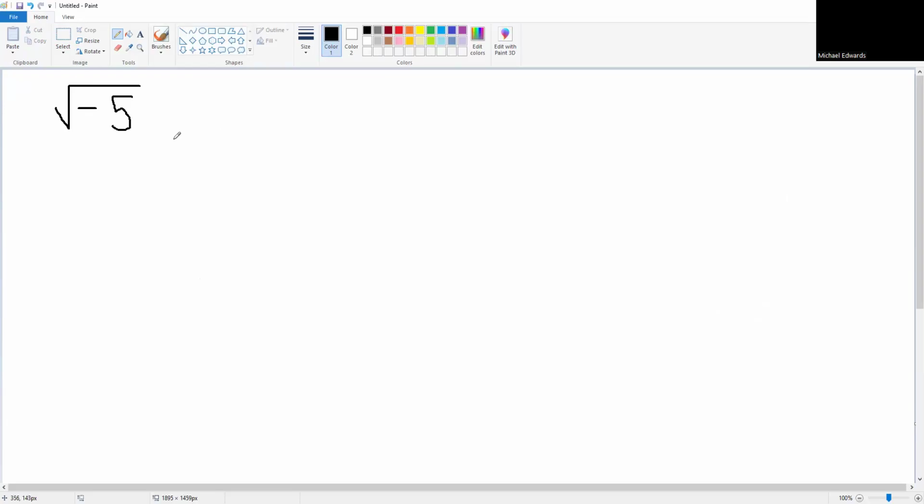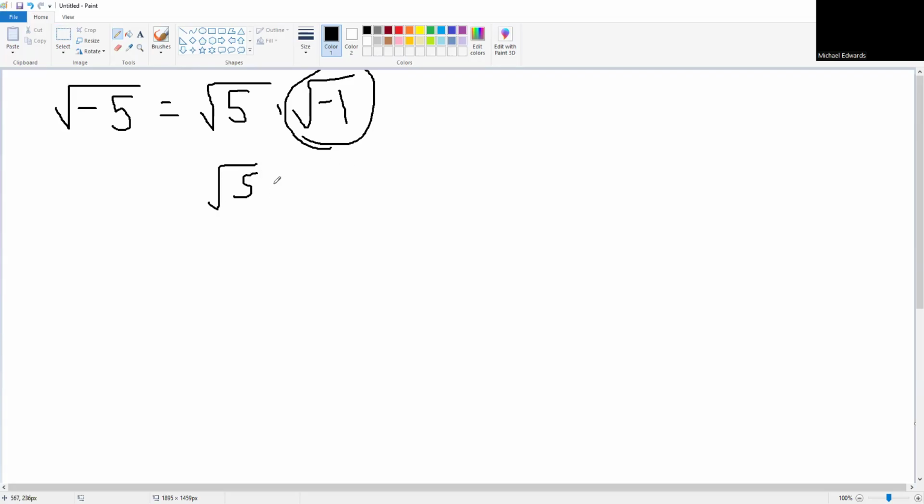We want to change it to our imaginary numbers. Well, we know we can set it to square root of 5 times the square root of -1. Well, we know square root of -1 is i, so we have square root of 5 i. You can write it as i square root of 5, which may be a little easier to read. Let's start doing that. Let's put the i in front of the square roots so it doesn't look like the i is under the square root.